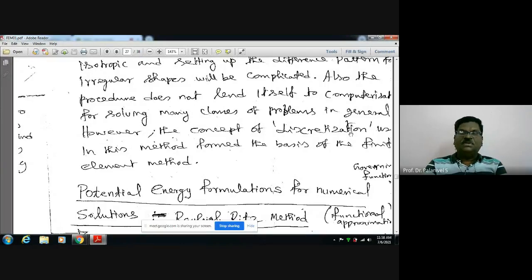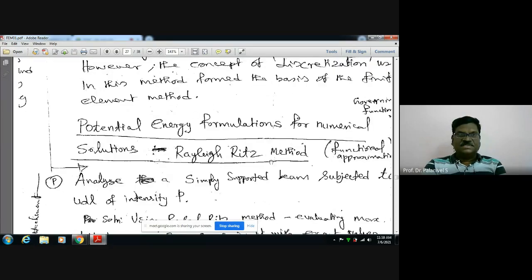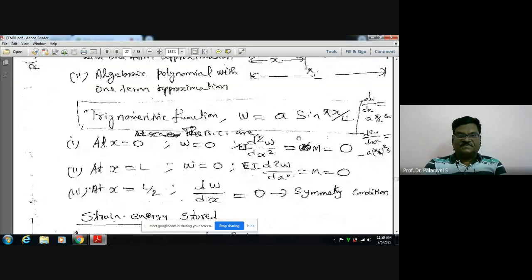Now I am going to functional approximation, called the Rayleigh-Ritz method, one of the methods. There are several methods of functional approximation, out of which the Rayleigh-Ritz method is familiar. That's why I am going to teach you the Rayleigh-Ritz method, because the potential energy formulation for numerical solution is there in your syllabus. That clearly shows I have to teach you the Rayleigh-Ritz method.